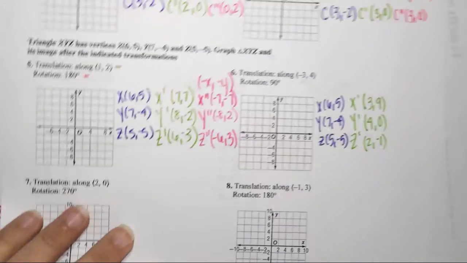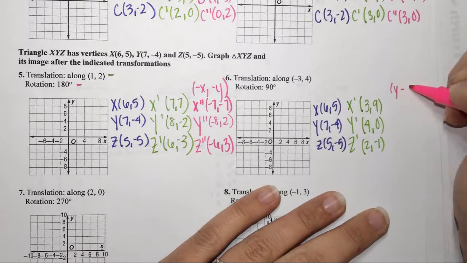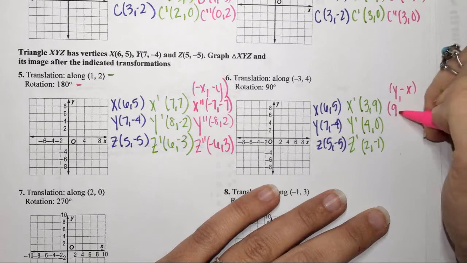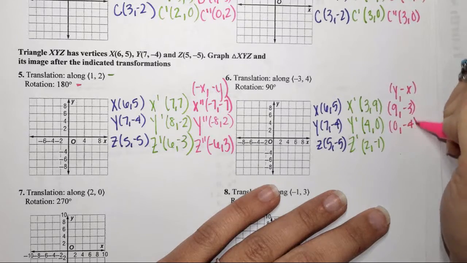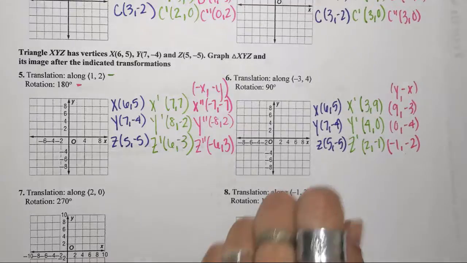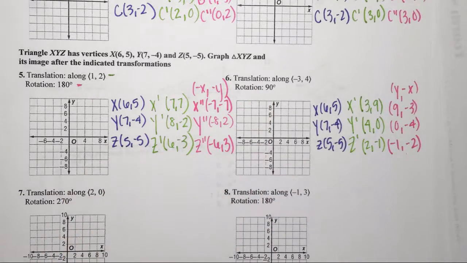Number 6 so far. My 90-degree rotation is (y, negative x). So that's going to be 9, -3. Hang on. 0, -4. -1, -2. I did 90 first. Remember, just follow what it says on the thing. That's okay, because I think you did the 90 part right when you did it. We just need to do that first thing first.